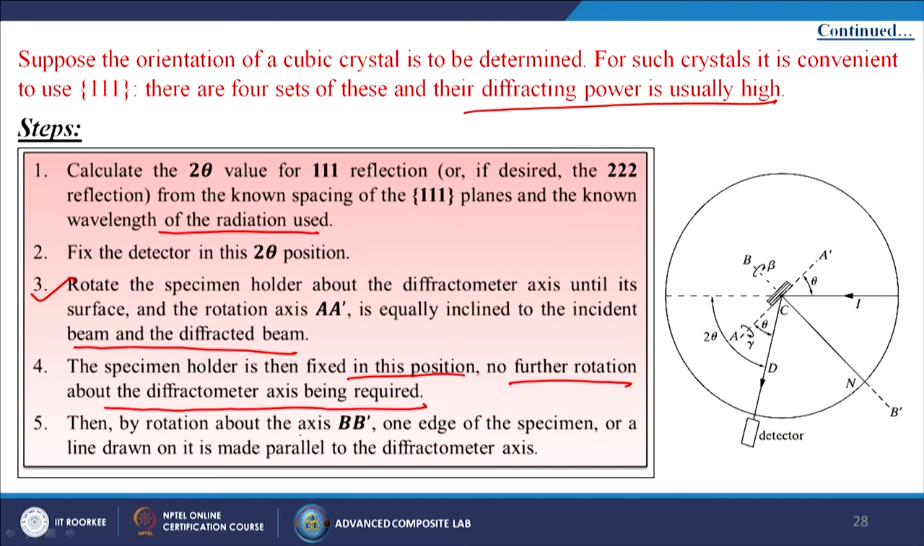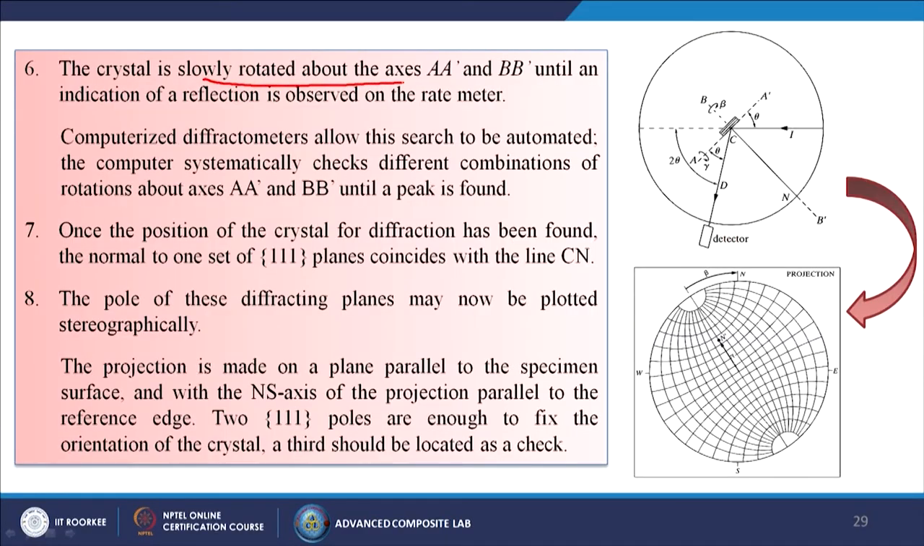Then, by rotation about the axis BB prime, one edge of the specimen, or a line drawn on it, is made parallel to the diffractometer axis. So, one is the rotation about this axis, another is the rotation about that axis. This is the way the diffractometer works. Now, the crystal is slowly rotated about the axes AA prime and BB prime until an indication of a reflection is observed on the rate meter. Computerized diffractometers allow this search to be automated.